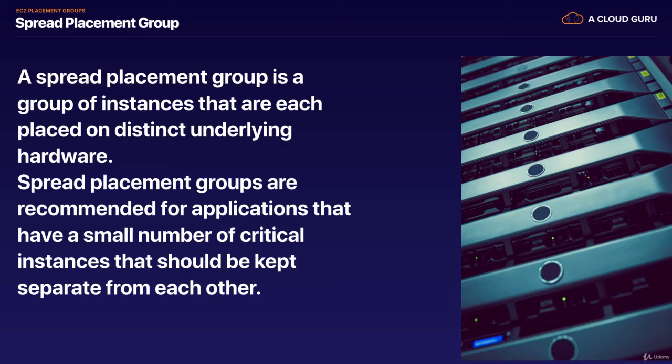A spread placement group is a group of instances that are placed on distinct underlying hardware, so they're away from each other. Spread placement groups are recommended for applications that have a small number of critical instances that should be kept separate from each other. This isn't for high performance compute. If anything, it's for instances that shouldn't be close to each other because it might constitute a business risk. So that is really it.